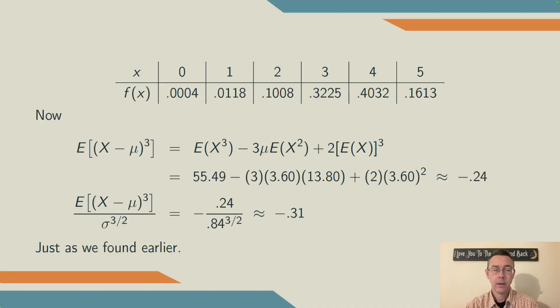55.49. So now we can get the third central moment by plugging into that formula that we had a couple slides ago. The expected value of x cubed minus 3 times mu times the expected value of x squared plus 2 times the expected value of x, quantity squared. When we do out all that arithmetic, we get about negative 0.24. If we then divide that by the square root of the variance taken to the third power, we get about negative 0.31, same as what we found earlier.